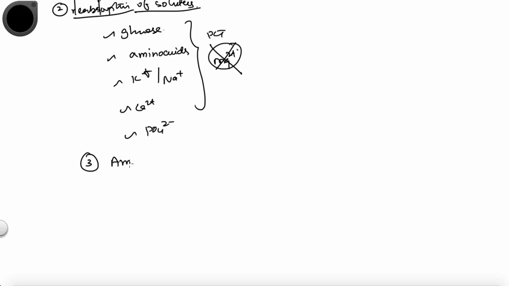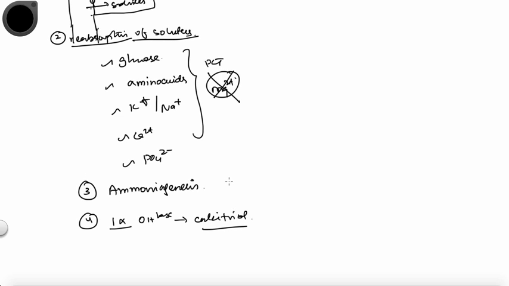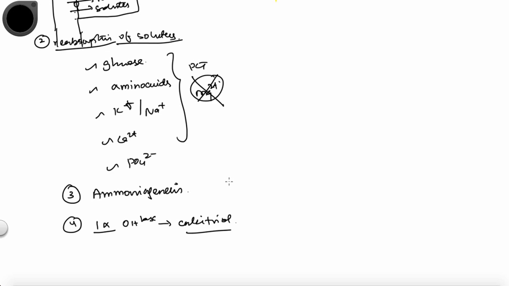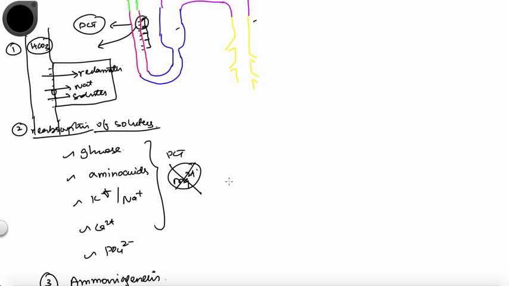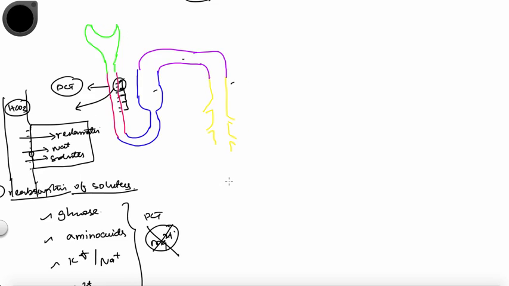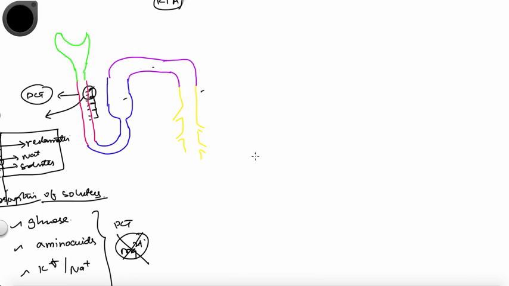One is ammoniogenesis, and this is very important. You will understand it later on. And the next important thing is the formation of the active vitamin D, because these cells contain an enzyme called 1-alpha hydroxylase that is helpful in the formation of the active vitamin D, or calcitriol. And hence these are the most important functions. There are a lot of other functions as well, but these are the most important functions of the proximal convoluted tubule, or the PCT.